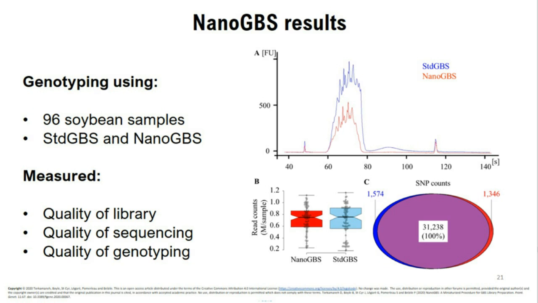But the most important and significant result was the genotyping part, the SNP calling. We found more than 96% overlap between the SNP data derived from the NanoGBS and StdGBS for the same samples. And most importantly, we found 100% agreement between these two methods. This means that by reducing the volumes of the materials for the library preparation, we can still generate exactly the same high-quality genotype.